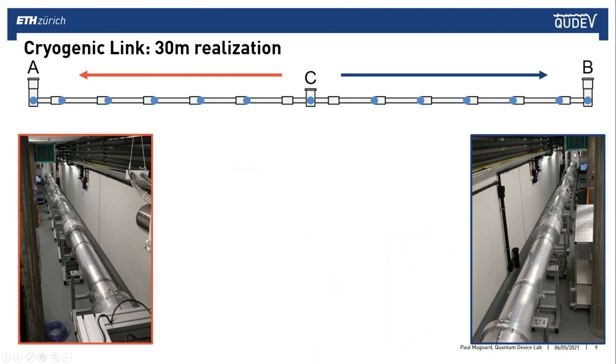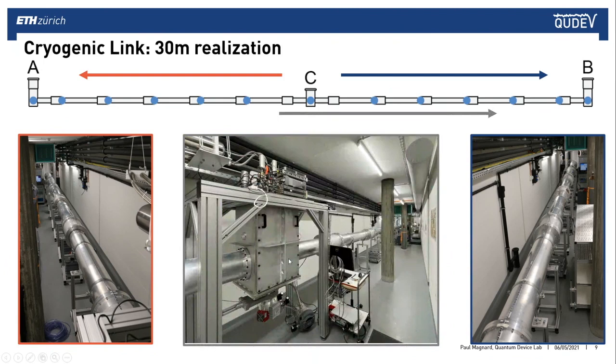And in the center, we use an additional pulse tube refrigerator to cool the 50 Kelvin and 4 Kelvin stage, which appears in this center picture. To monitor the temperature profile in the system, we place temperature sensors regularly along the link at the positions indicated by the blue dots on the schematic and on all temperature stages.